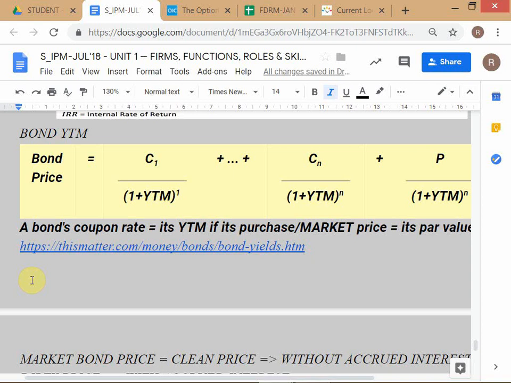Is everyone clear? Yes. Okay, so it's a simple concept: bond prices as quoted in markets are the clean price, which means they do not include the accrued interest, because many transactions can happen between coupon dates. Are you following?